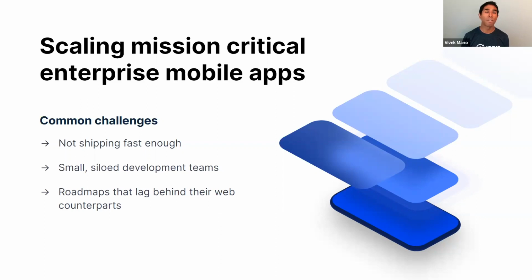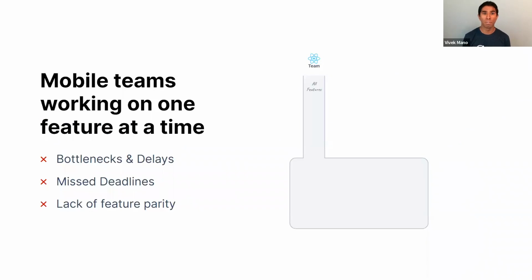And with all of that in play, the business owners we talk to want to fix these issues in any way possible. And just to walk through what we're observing with mobile development teams, they're working on a single feature at a time, working through a narrow pipe, if we can look at it that way. And this team is typically shorthanded, and they're in charge of everything, not just the new features, but refining the user experience, squashing bugs, and all of that leads to bottlenecks and delays, missed deadlines, and a general lack of feature parity when it comes to the mobile app compared to the web app.